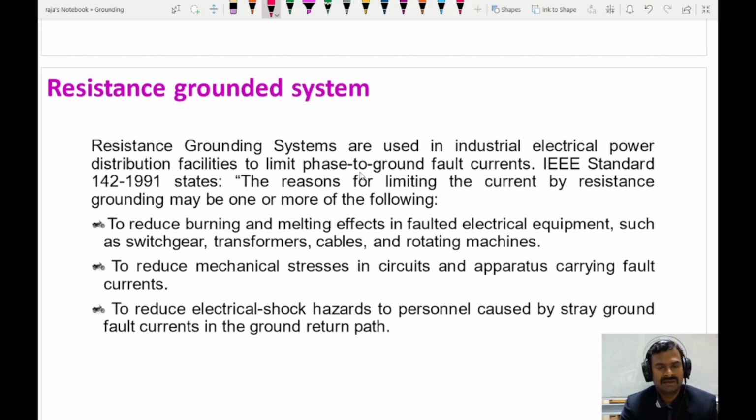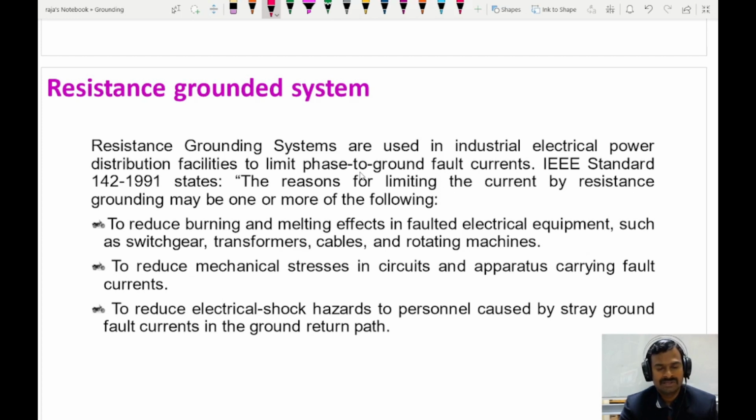Because of this high current, there could be mechanical stress or electrical stress, and damage would happen to the insulation and to the conductor and other devices which are connected in this electrical power system. So to avoid this problem, or to limit the current during this fault condition, this is achieved either by inserting a resistance, or you can also insert a reactance. In this particular video we are going to see inserting a resistance in the ground path.